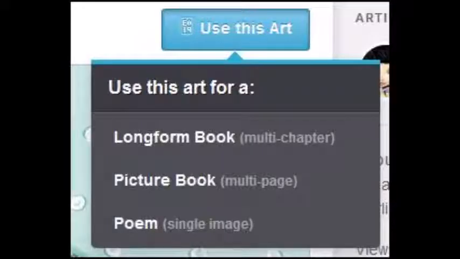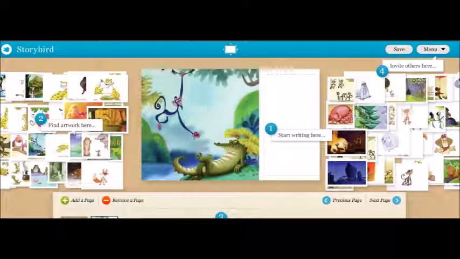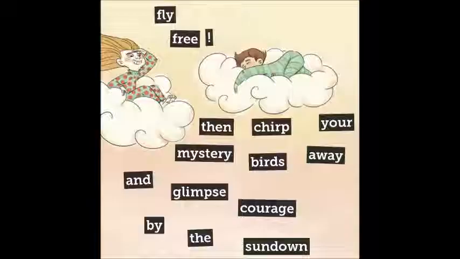There are three different types of books that the student can create, such as a long form book, a picture book, or a poem book. Here are a few examples of what each book should look like when a student is creating one. And this is the picture book, and this is the poem book.